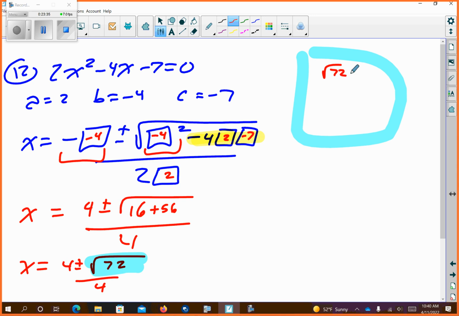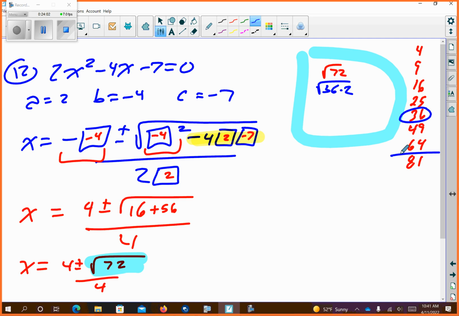72. Let's think about our perfect squares. This will be listed on the back page if you can't find them. It is 8 times 9. You're absolutely right. I think there's one bigger, though. 36, yeah. All right, so root 72 falls here. 36 times 2.